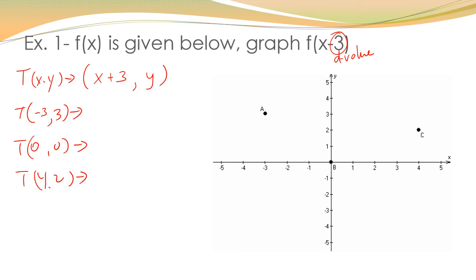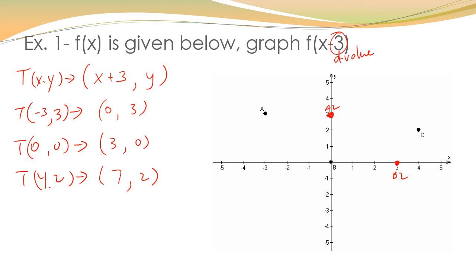-3 plus 3, 0, and then the same y coordinate. 0 plus 3, 3, same y coordinate. 4 plus 3, 7, same y coordinate. So 0 and 3 is right there, and that was our A2. 3, 0 right there, that's our B2.